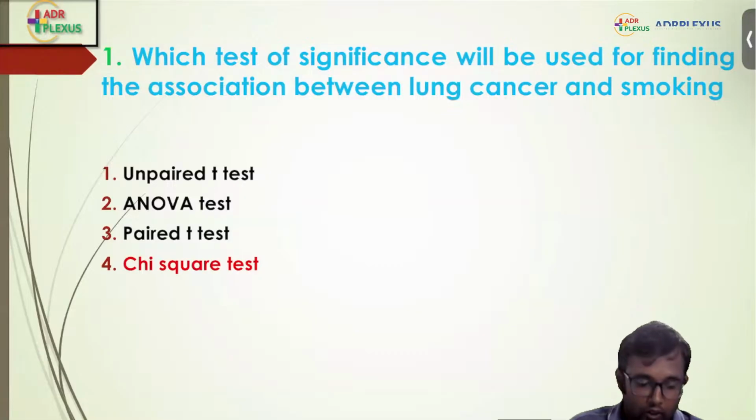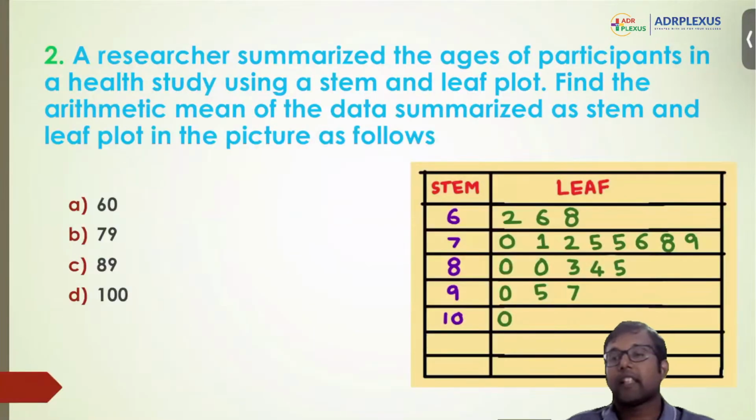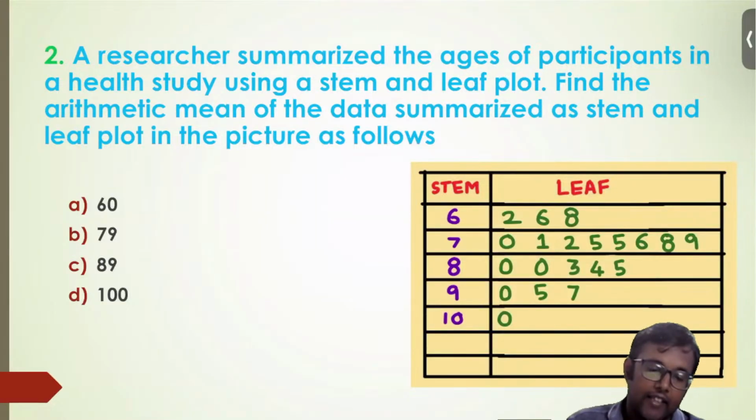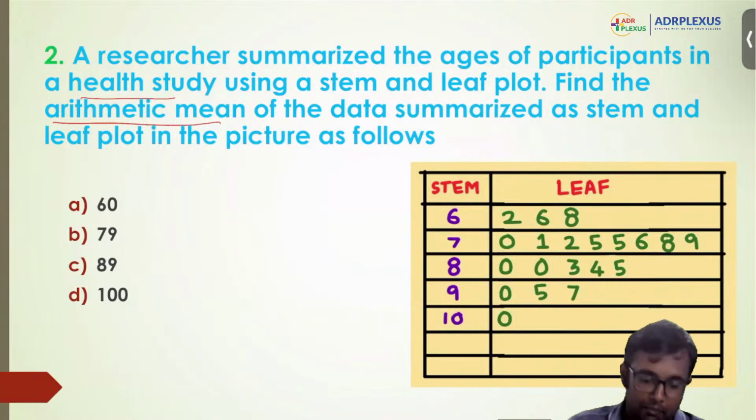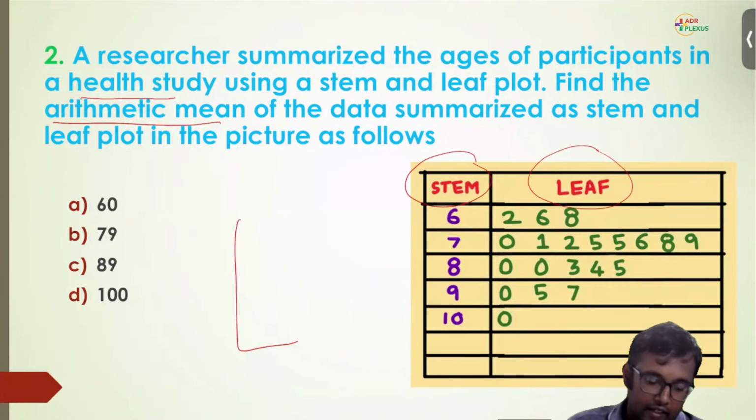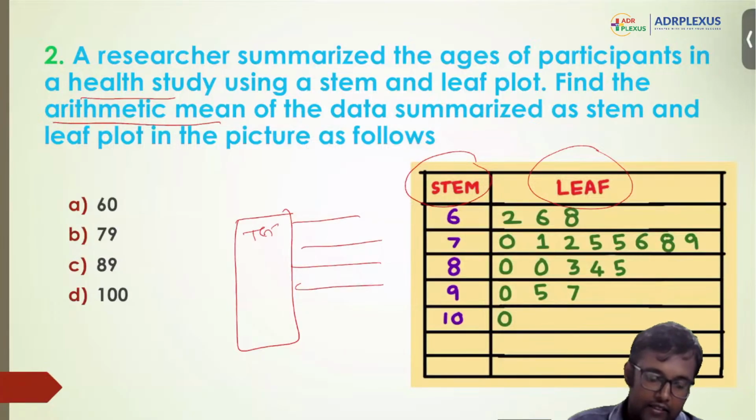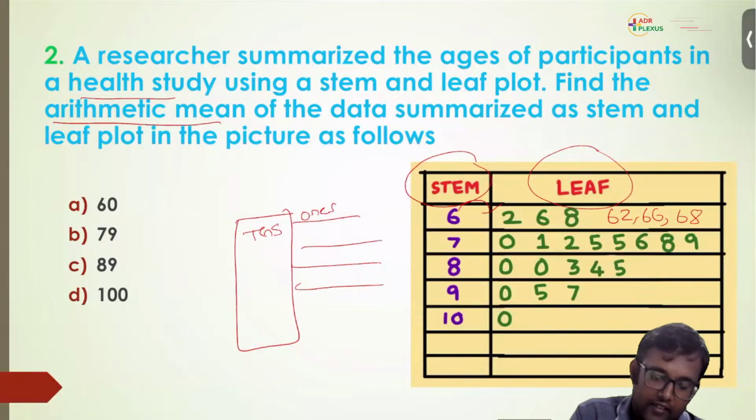This is the answer. Now we go into the second question. See, this is an easy question, but you have to understand the concept. A researcher summarizes the ages of participants in a health study using a stem and leaf plot. Find the arithmetic mean of this plot. What is a stem and leaf plot? This is like a tree. This is the stem, this is the leaf. It is like the tens place, and this is like the ones place. So how can we write these numbers? We can write them as 62, 66, 68, 90, 95, 97, 100.